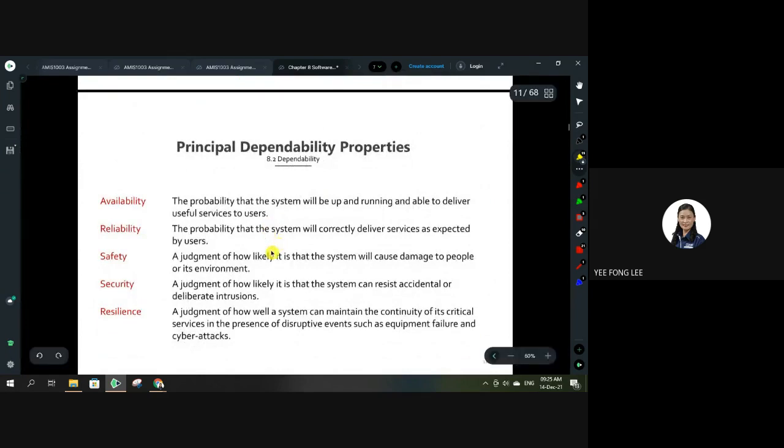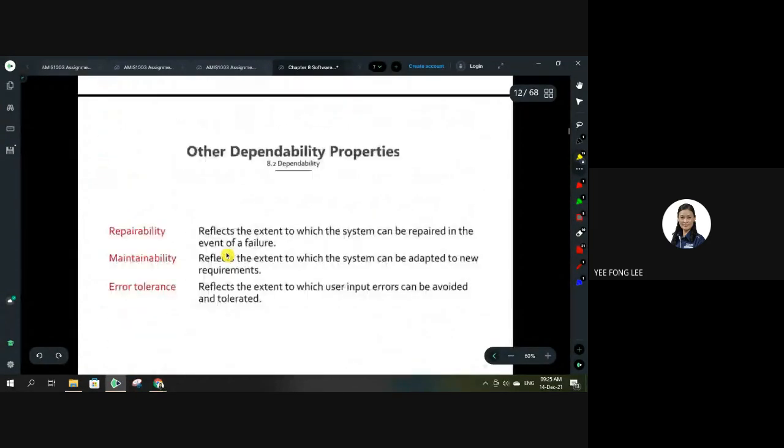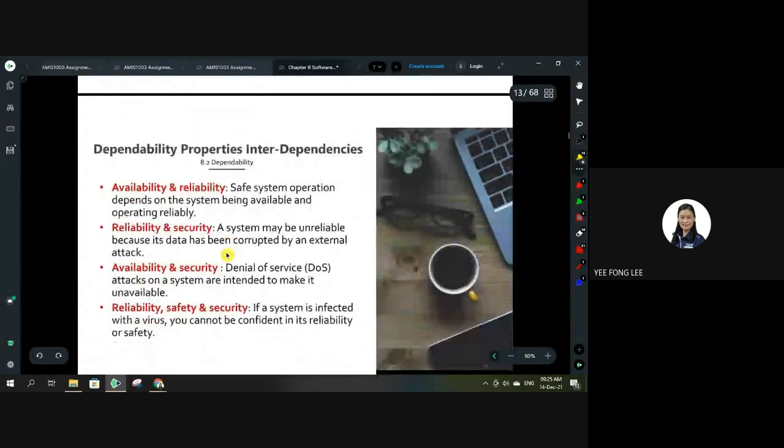So next one, principal dependability properties. This one I'll leave to you as an explanation. Definition, next one.